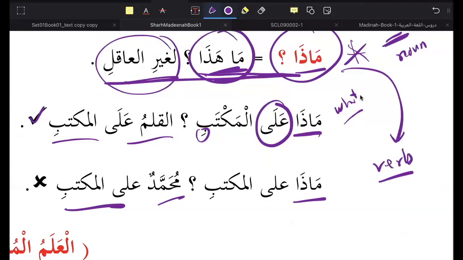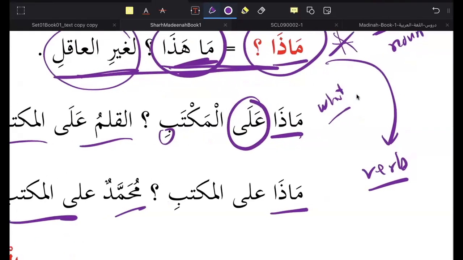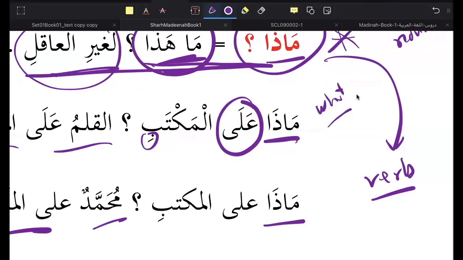For example, if you want to ask what are you doing, you say mada taf'alu. We cannot say ma taf'alu. We say mada taf'alu. So we will use mada for the verbs. But now you're looking in front of you, and you see that there's no verb here. You say mada ala al-maktab. There's no verb. So this is a little bit more technical.